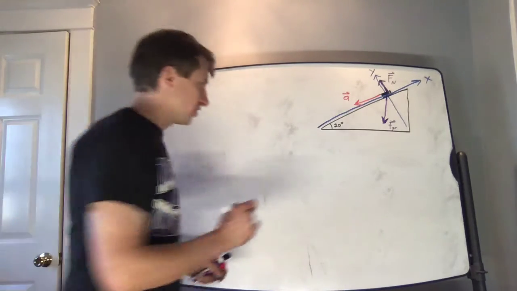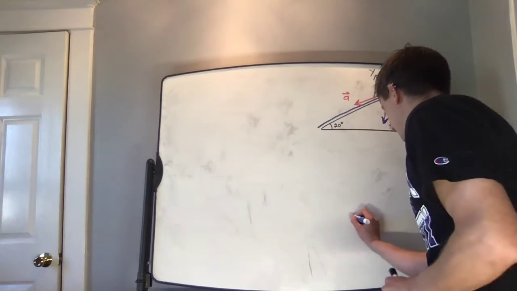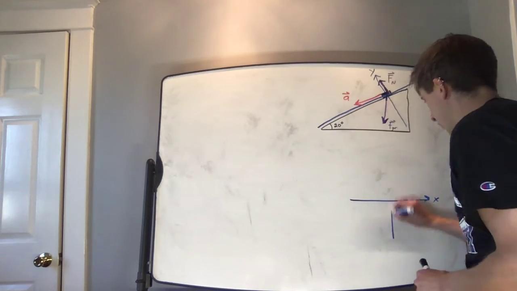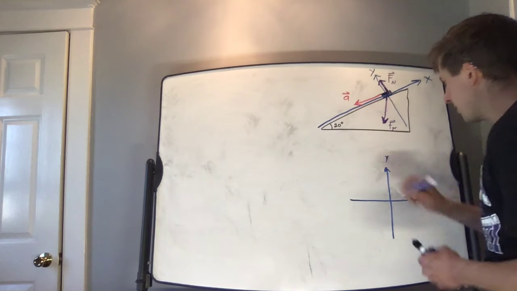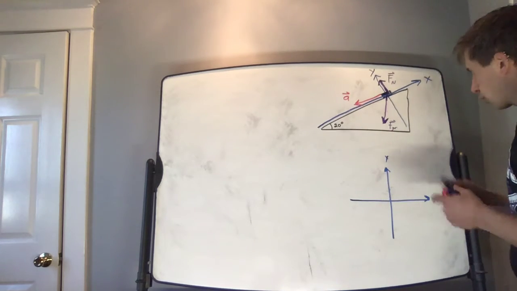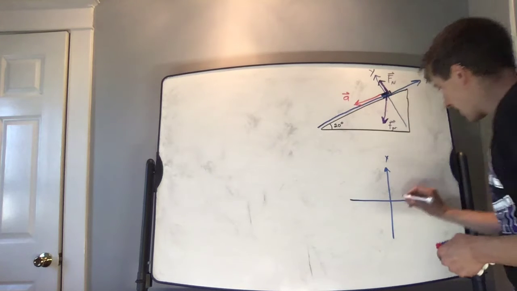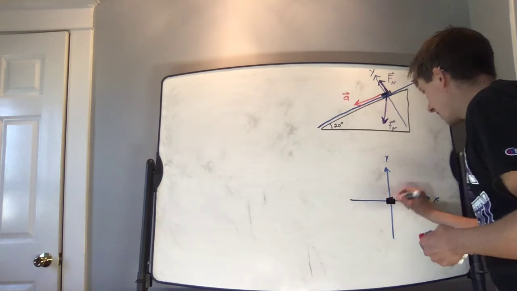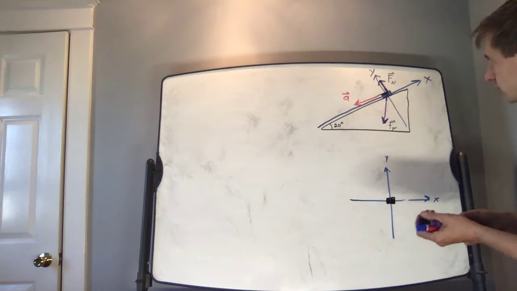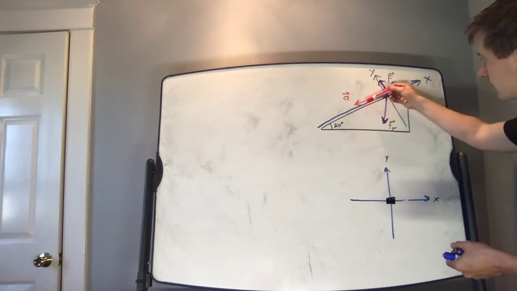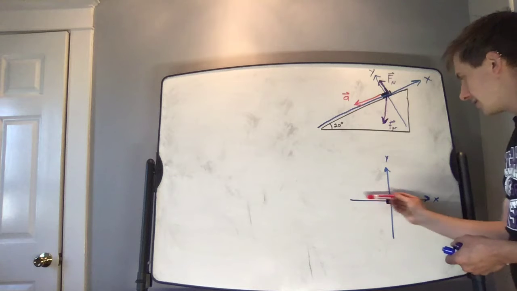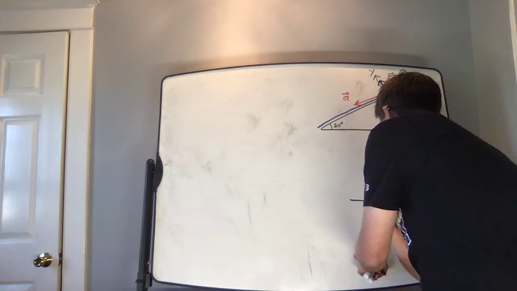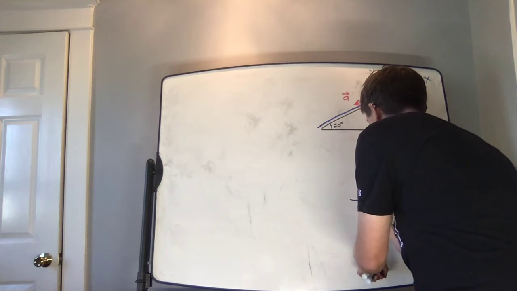So I'm just going to tilt this picture. So I could say here is my x-axis and here is my y-axis pointing straight up. I have the crate at the origin where I chose to draw it. And now what are the vectors? Well, the acceleration vector is entirely along the negative x direction. So the acceleration vector will look something like this.